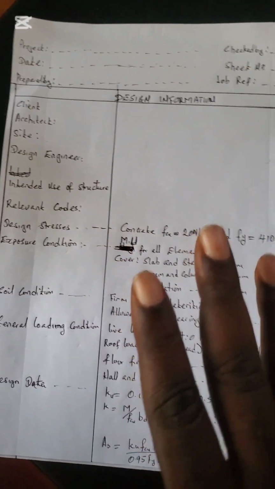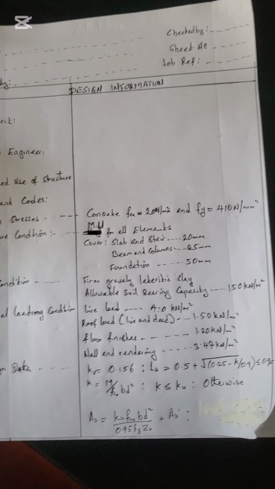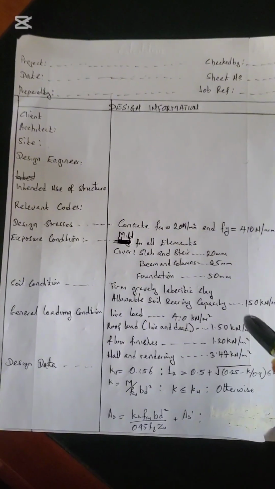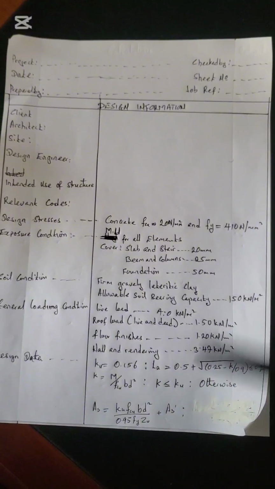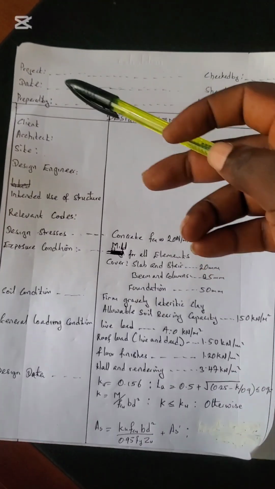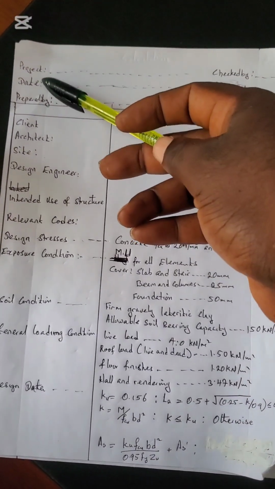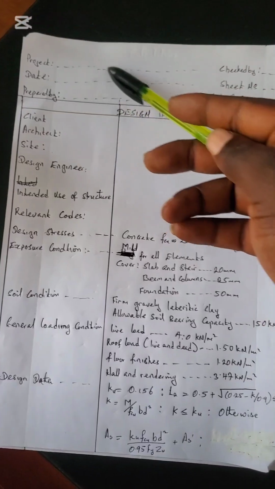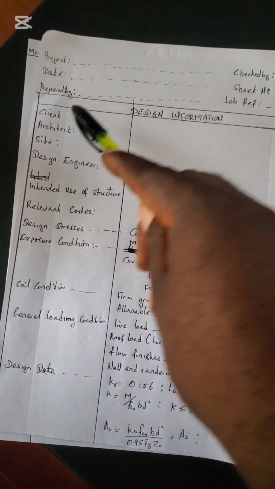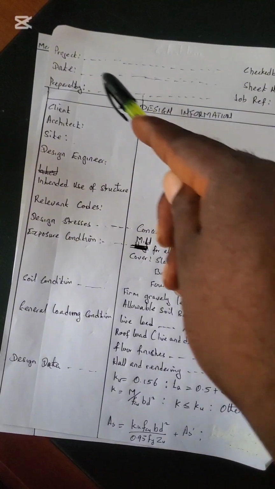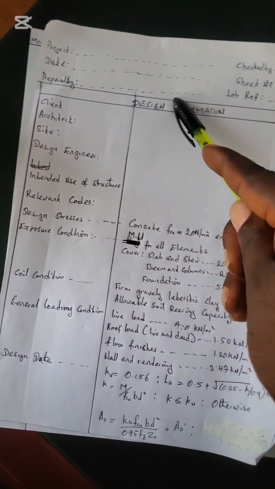The calculation sheets. Today we are going to be talking about what you're supposed to do before your structural analysis. In this sheet, we have all the information that is supposed to be contained in your design. For instance, number one, we have project. What is the project? The name of the project, you put it there. The date, you put it there. The prepared by who? Your name. This is going to be prepared by you.